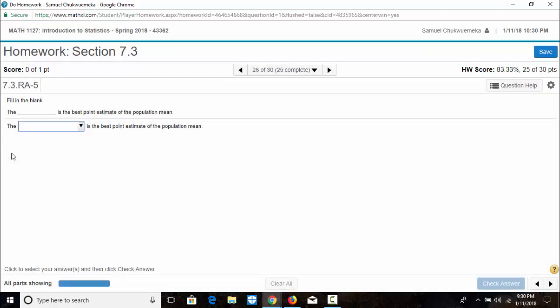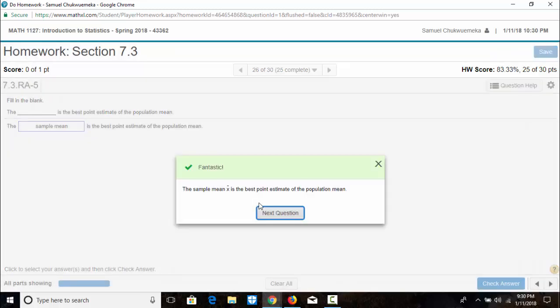The dash is the best point estimate of the population mean. I thought we just answered this before. It's the sample mean. They asked it again.